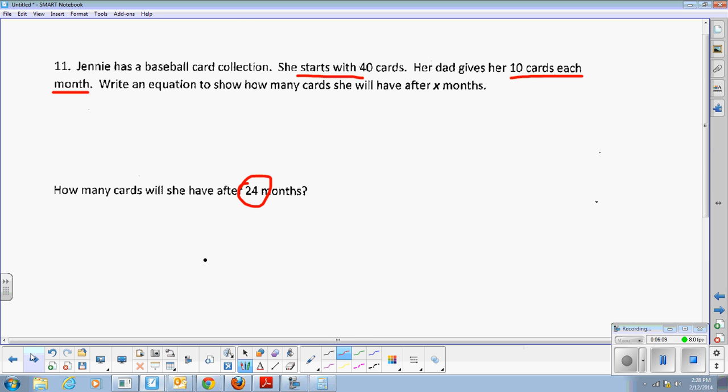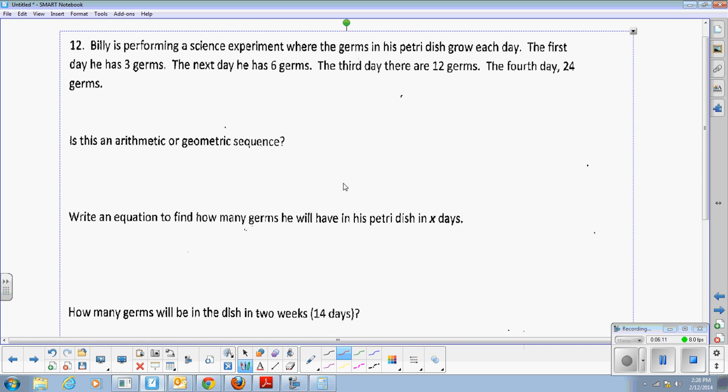And finally, problem 12. Problem 12 actually breaks it down a little further. Billy is performing a science experiment where the germs in his petri dish grow each day. Yuck. Germs? Why would you want to grow germs? The first day he has 3 germs. The next day he has 6 germs. The third day he has 12 germs. The fourth day, 24 germs. So is this an arithmetic or geometric sequence?